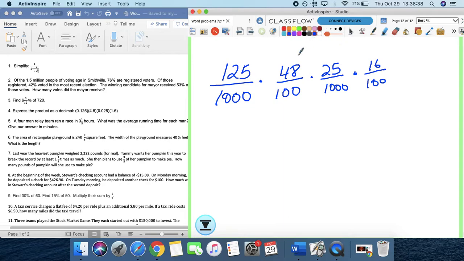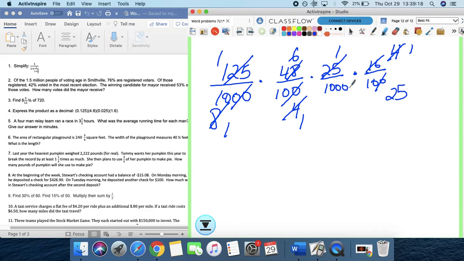So let's simplify. Let me simplify 125 and 1,000. I get 1 over 8. 8 and 48, I can simplify. 1, and this becomes 6. So see how I have 1 and 1 here, so I already got rid of 2 large numbers. 6 and 100, well, we can simplify. Let's simplify 25 with this 100. 25 divided by 5 is 1. 100 divided by 5 is 20. I can simplify this 4. 4 divided by 4 is 1. And this 16 divided by 4 is 4. I can keep on going. 4 and 100, I can simplify that to 1 over 25.